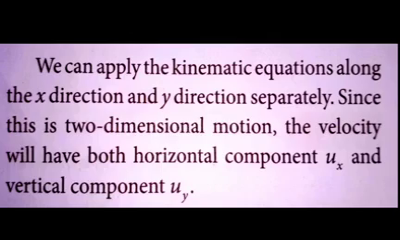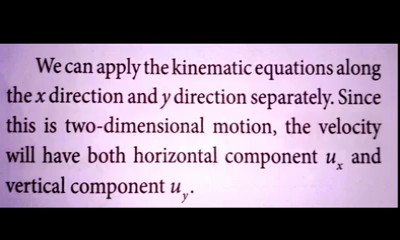Suppose we have to calculate any time, velocity, distance traveled by the object, or height of the object. Only by using the kinematic equations can we find the value. So we use these kinematic equations in both the x direction and y direction separately. For example, projectile motion takes place in two dimensions, so the velocity is divided into horizontal velocity, represented as u of x, and vertical velocity, represented as u of y.